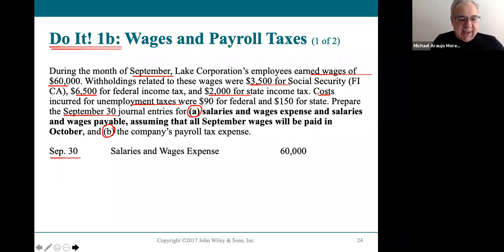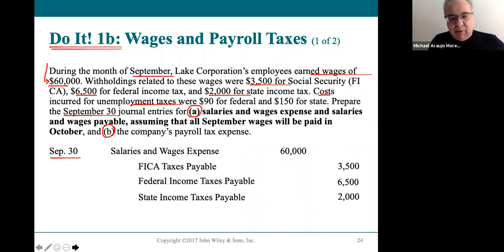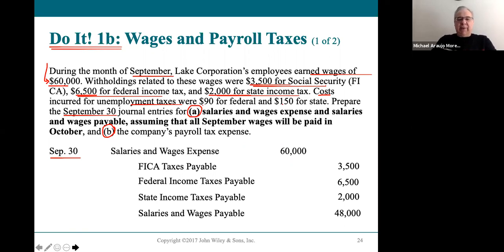So first up is A. They had a $60,000 payroll. That's what we have here. They have several payables: the $3,500 in FICA tax payable, the $6,500 in federal income tax payable, and the $2,000 in state income tax payable. So all of these are payables. That means they have a payroll of $48,000 that they have to meet.